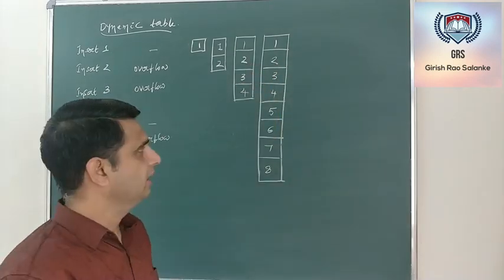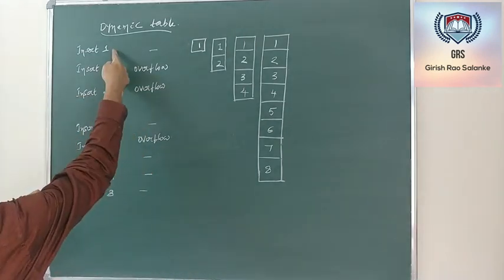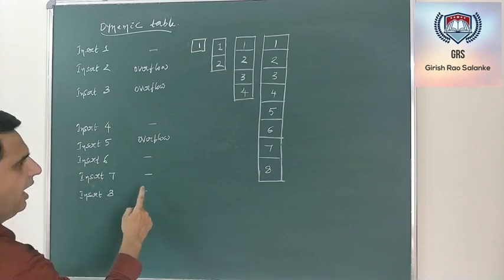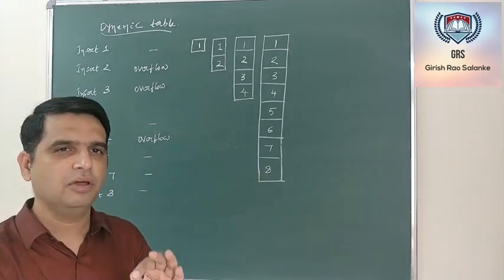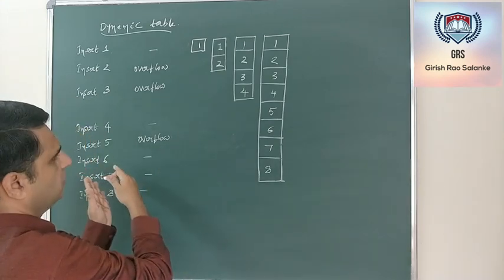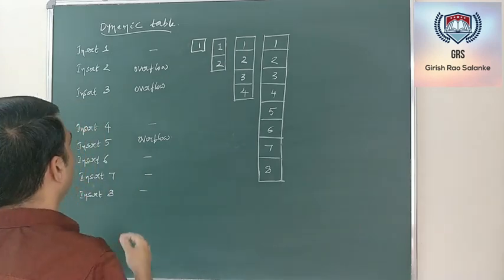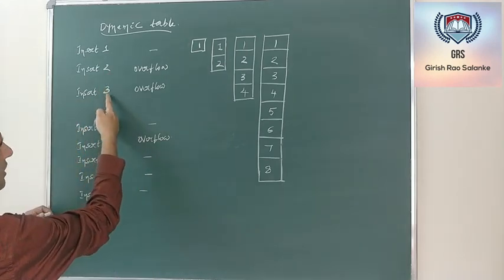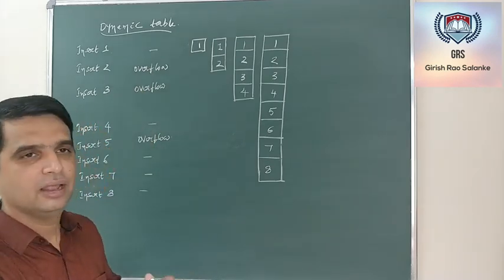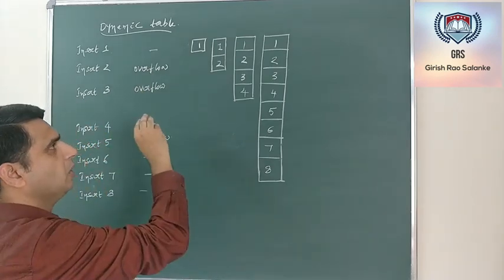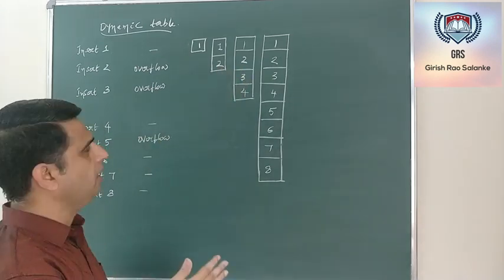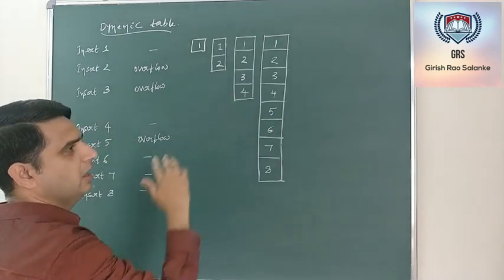Now, if you observe, in order to insert 1, 4, 6, 7 and 8, I just took constant time, because there was an empty slot in the hash table, and I inserted those elements onto those empty slots. But whenever I was trying to insert 2, 3 and 5, as I came across overflow, I needed to double the size of the hash table and copy the old elements onto the new hash table, as well as copy the new element.